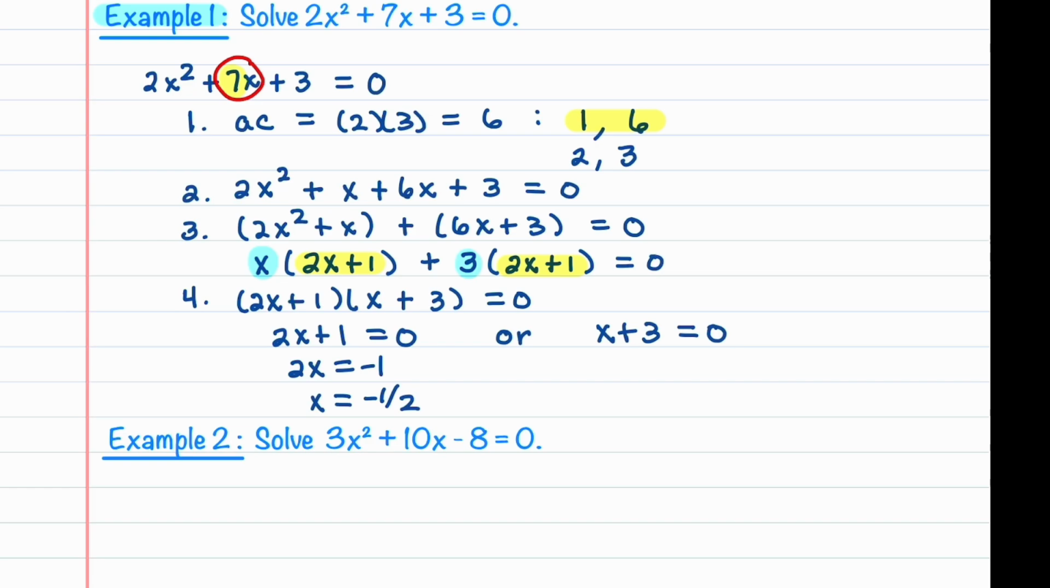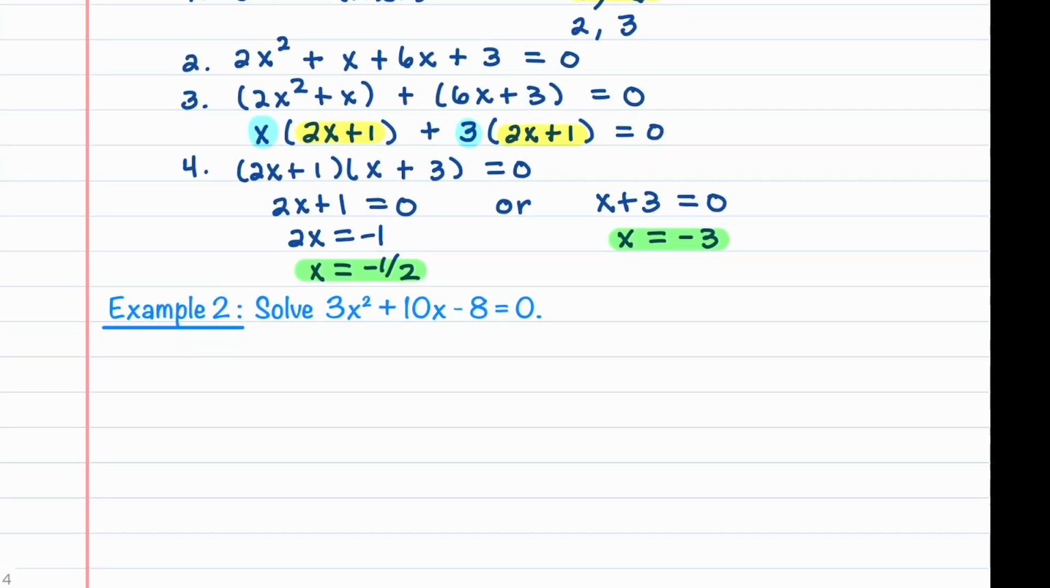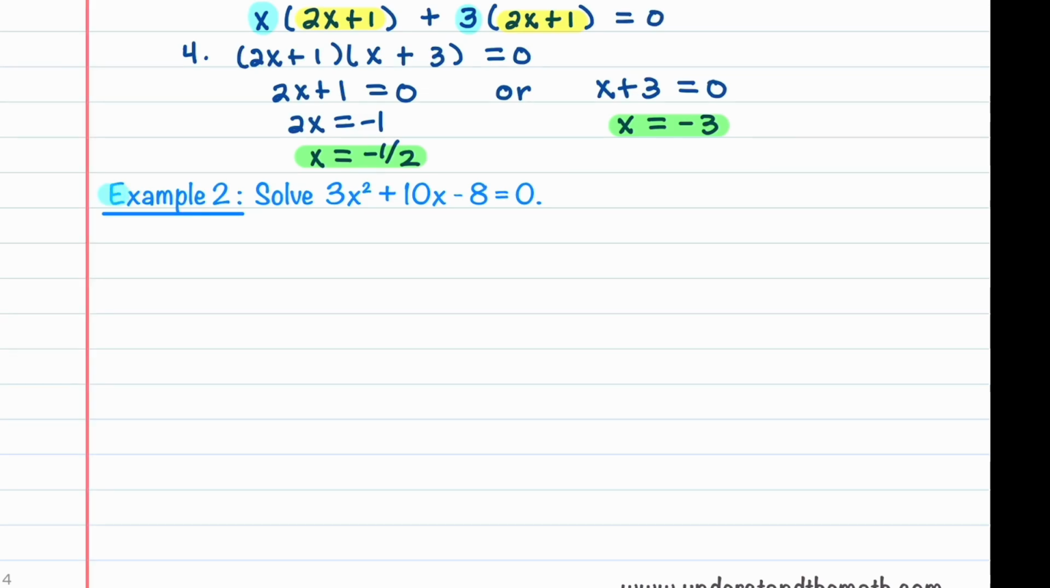We'll subtract 3 from both sides, and we get x is equal to minus 3. Our solution is then x is equal to minus 1/2, or x is equal to minus 3. Let's do another example similar to this so that you can get the hang of this. This example is a little bit more difficult because we have a negative 8 as our constant.